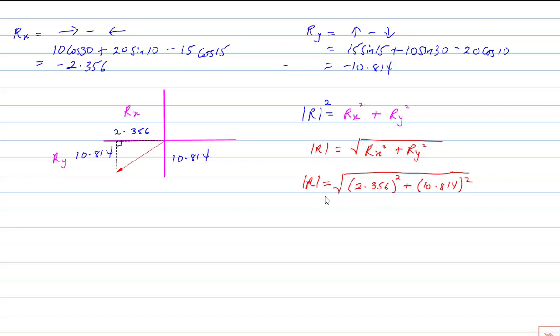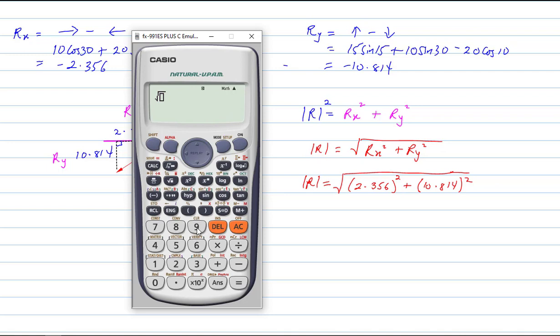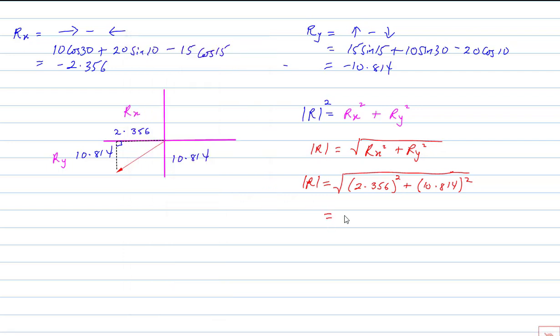With the magnitude, if you bring the negative or you don't bring the negative, you're going to get the same answer because eventually it's going to be squared. A negative squared will give you a positive, so it doesn't change anything. Okay, getting our calculator, 2.356 squared plus 10.814 squared as well. And that gives me the magnitude of the resultant force to be 11.068 newtons.